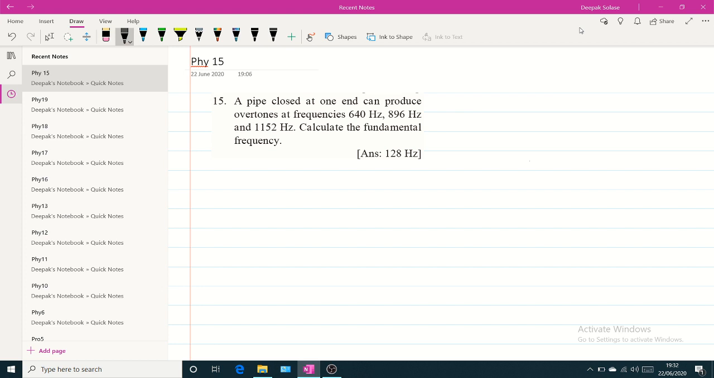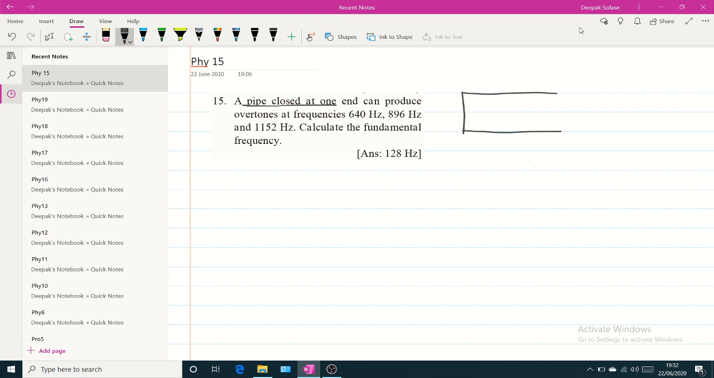It is given there is a pipe which is closed at one end. So right now let me draw a pipe which is closed at one end. This is a closed end and this is an open end, right?